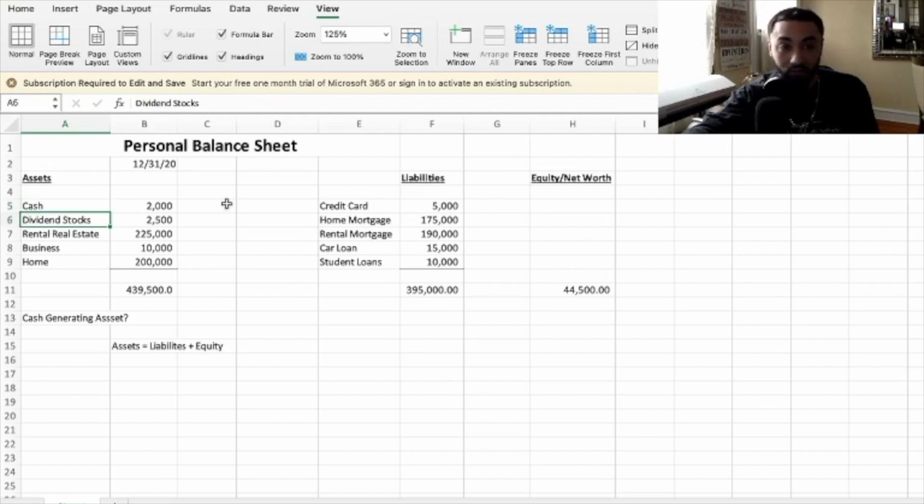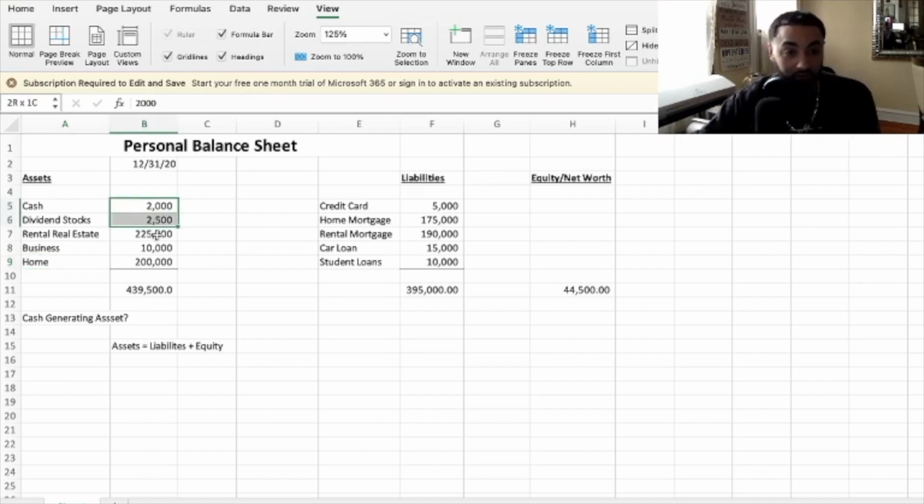Dividend stocks, every month or every quarter or even every year, if you hold dividend stocks, it'll create cash for you. Rental real estate and business, almost the same thing. If your business is profitable, you're generating cash. Same thing with rental real estate, but for the most part, your rental real estate should be profitable. And then when you get to your home, right? A lot of people buy their home because it is an asset, but it's not a cash generating asset.